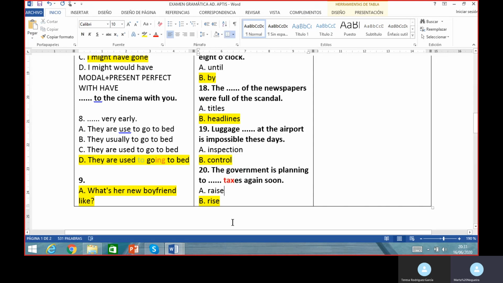Subir los impuestos, esto se pronuncia rise y esto es raise. Raise, rise. Rise, es decir, el verbo es subir. Raise, por ejemplo, raise a child es to grow a child. Sacar adelante, okay, something like that. Raise, rise.